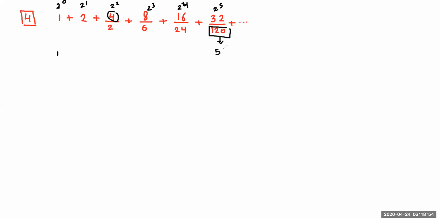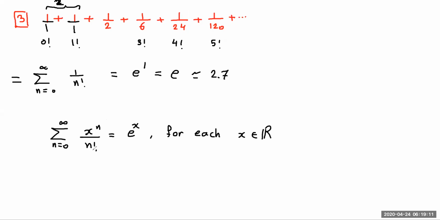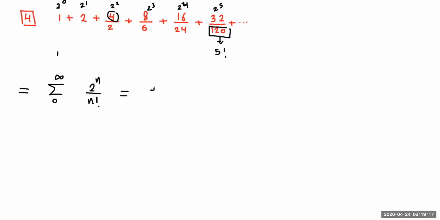And down, this term, 120, it's 5 factorial. So this addition is equal to sigma 2 power n over n factorial from n equals 0 to infinity. Remember the last formula, it's x power n over n factorial equal e power x for each x. So this is equal e power 2, e squared.